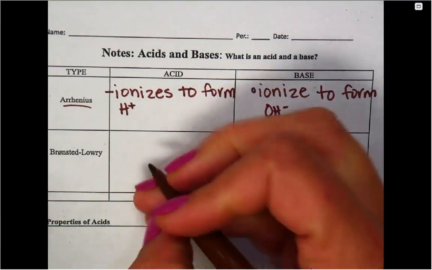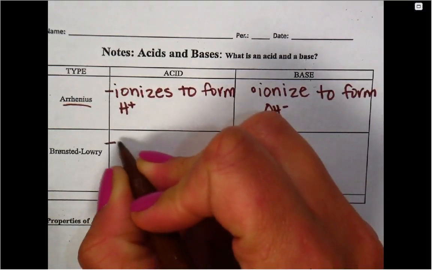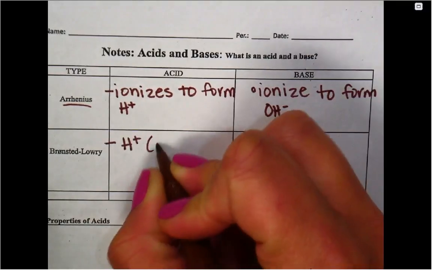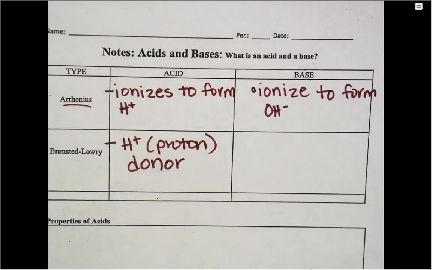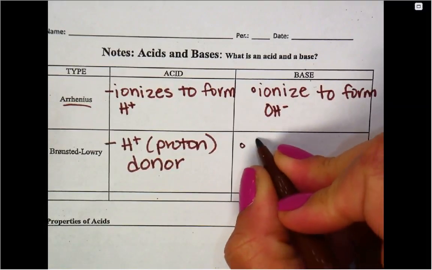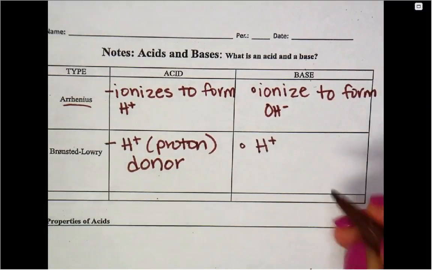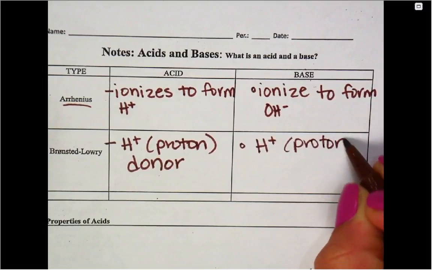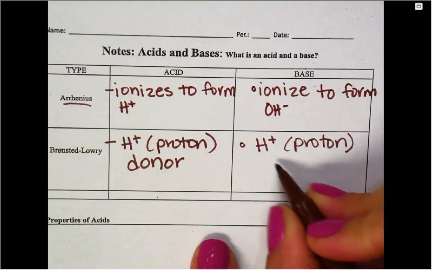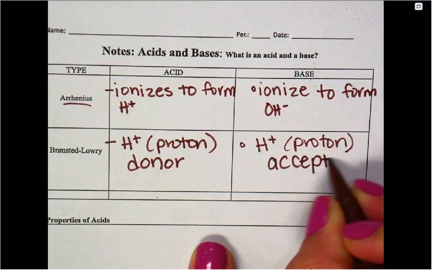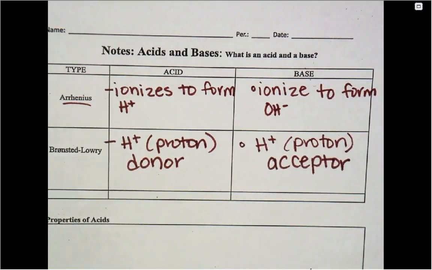So a Bronsted-Lowry acid is defined as a hydrogen or proton donor. Do we know what a donor is, by the way? It's a donator, the one who donates. So he's the one who gives the hydrogen, and the base is going to be the H plus or proton acceptor, meaning he accepts it. Remember I told you we call those H pluses a proton.